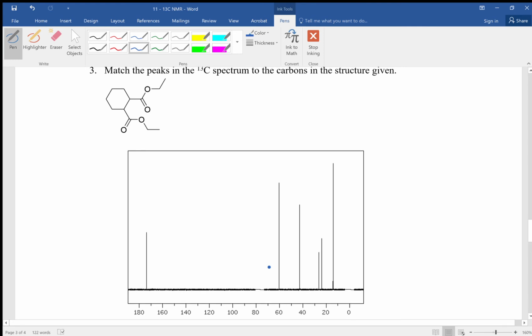As we move on to number 3, first thing we should see in number 3 is that this ring is completely symmetric. So we only have to worry about half the carbons here. Now, what should be the easiest peak to identify is again the carbonyl. Carbonyls are really the only things that show up past about 160 ppm. So we know that this is our carbonyl carbon.